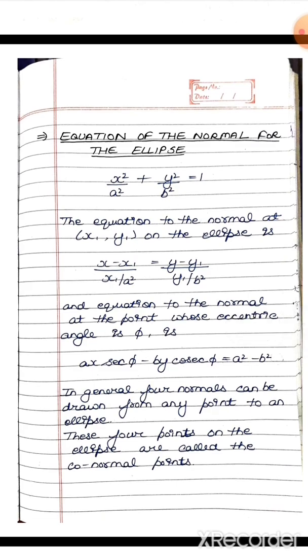As we know, the equation for the ellipse is x square upon a square plus y square upon b square is equal to 1. So, the equation of the normal at (x1, y1) on the ellipse will be (x minus x1) upon a square is equal to (y minus y1) upon b square. And the equation of the normal at the point whose eccentric angle is theta is ax sec theta minus by cosec theta is equal to a square minus b square. So in general, 4 normals can be drawn from any point to an ellipse. These 4 points on the ellipse are called conormal points.